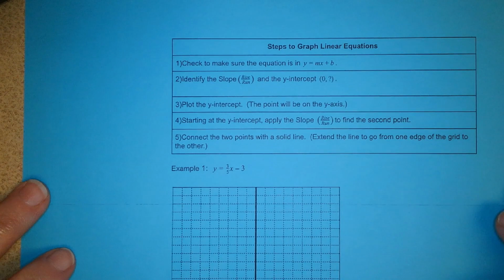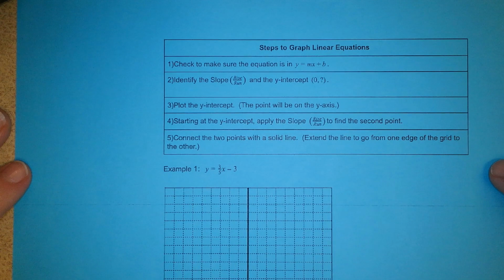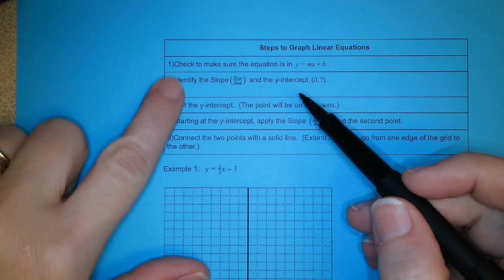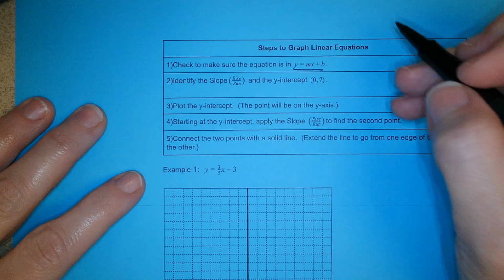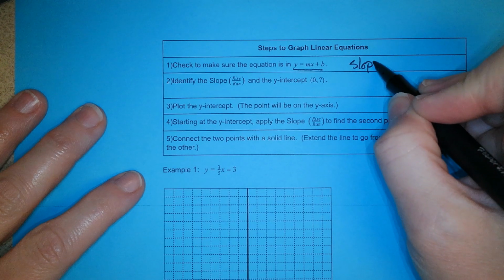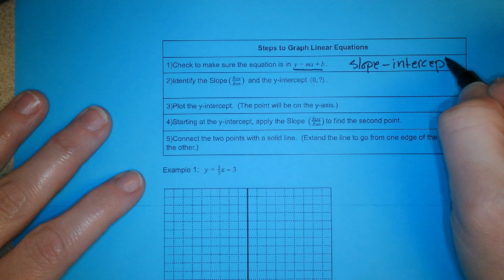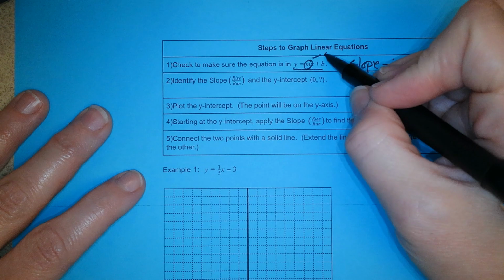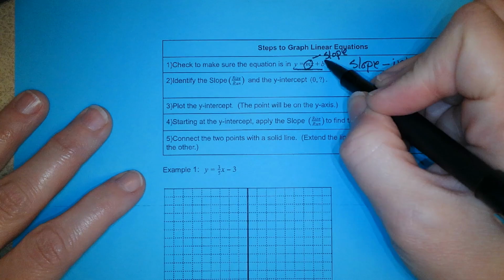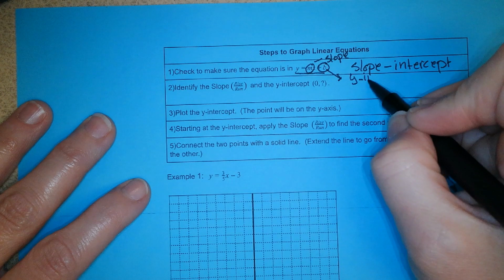Okay, so this is going to be a video on our notes and on how to graph linear equations. Step 1 says check to make sure that your equation is in this form, y equals mx plus b, which we also call slope-intercept form, because the m right here stands for the slope and the b value on the end stands for the y-intercept.